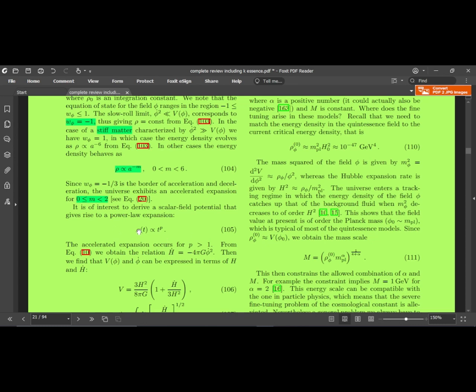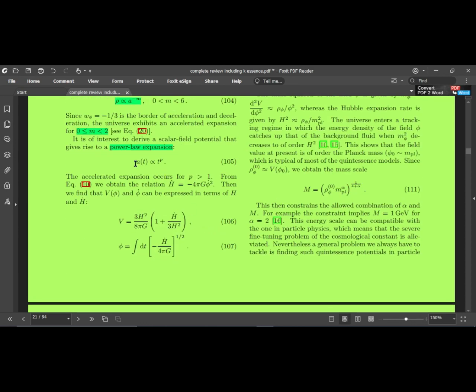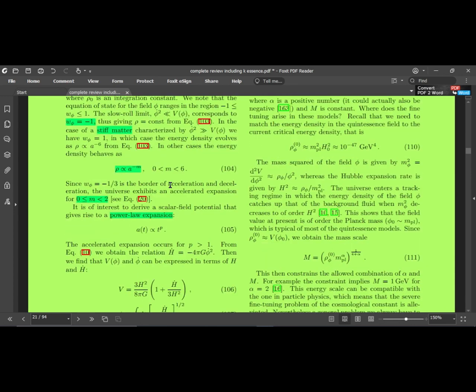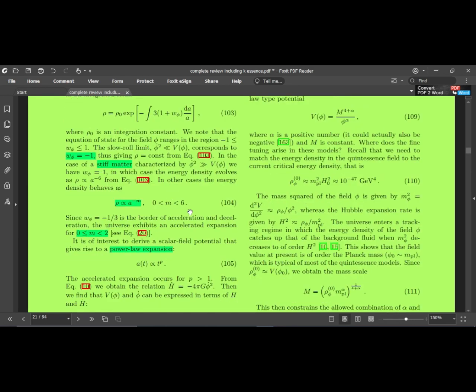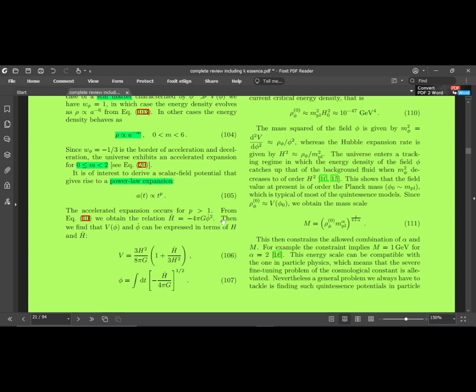Now from here we can simply say that the scale factor may be a power law of time, correct? If the scale factor depends on a power law of time, then again we can have different interesting scenarios. Now the accelerated expansion occurs for p greater than 1. So the acceleration is obtained when p is not less than 1, but p is greater than 1.